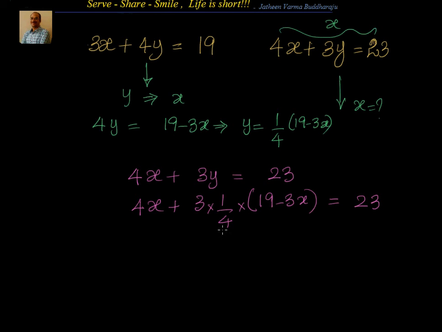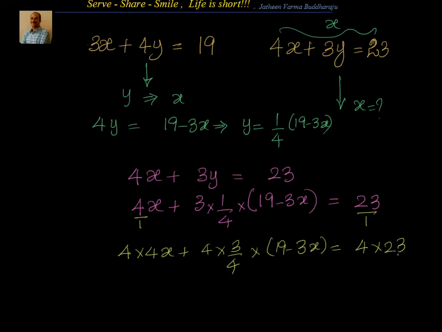Now what we will do, we have a fraction there. So whenever I have a fraction, the best way to solve that is take the denominators, all of them, get their LCM, multiply throughout. Now luckily for us here only 4 is there. So multiply throughout with 4. You will have 4 into 4x plus 4 into 3 by 4 into 19 minus 3x is equal to 4 into 23. Can I say 16x plus 4 will cancel out? I will have 3 into 19 minus 3x is equal to 92.